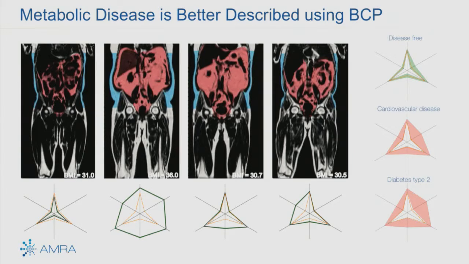So to summarize this, if we start to look on the right side in this slide, we see that we have a disease-free phenotype looking like the star, cardiovascular disease and diabetes type 2, where we have differences, especially in the liver fat.